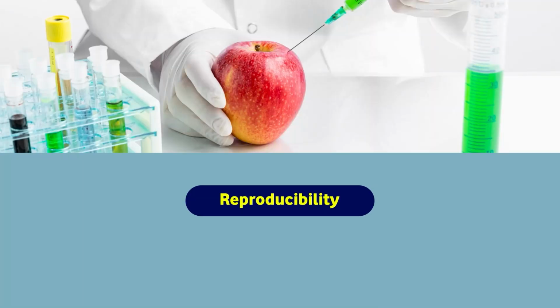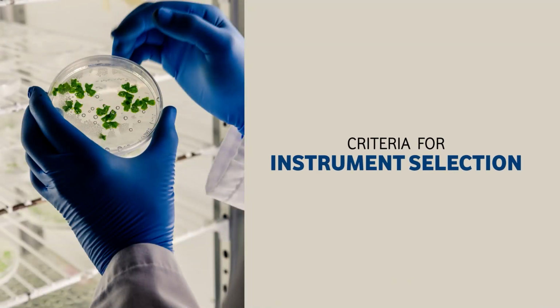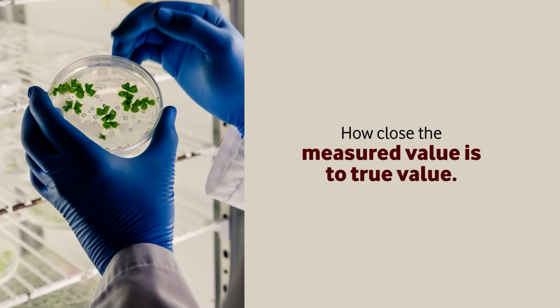Then there is a term called reproducibility. Same sample, but different laboratory, different person, the same method in different places. It is a measure of the ability to reproduce results using the same experimental approach in the same as well as different laboratories using the same as well as different equipment. Repeatability: same lab, same equipment, everything is the same. In the case of reproducibility, all are the same, but the laboratories can be different. The person doing it can also be different, which was not the case in repeatability. So the criteria of selection of equipment is, number one, it should give a value very close to the true value.